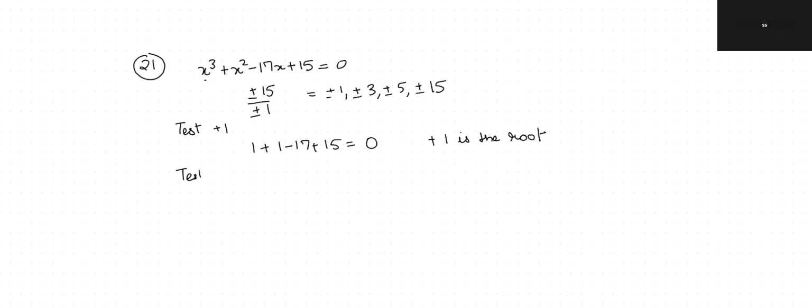Or the other thing is, if we get one root, we can simply do synthetic division. And then our polynomial will get smaller, and then we can again do it. But let's test it with -1. So we get -1 plus 1 plus 17 plus 15. So this is definitely not equal to 0. So -1 is not a root of this equation.